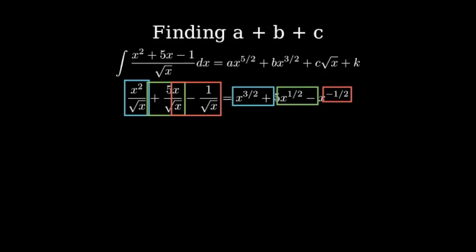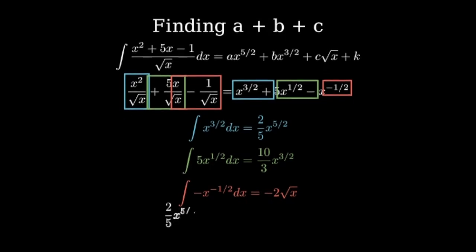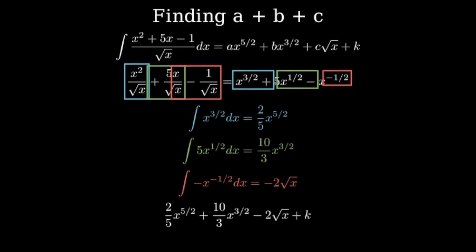Now, let's integrate each term separately. For x to the 3 halves, we add 1 to the exponent and divide by this new exponent. This gives us 2/5 x to the 5 halves. For 5x to the 1 half, we get 10/3 x to the 3 halves. And for negative x to the negative 1 half, we get negative 2 times square root of x. Combining these results, we get 2/5 x to the 5 halves plus 10/3 x to the 3 halves minus 2 square root of x plus k.